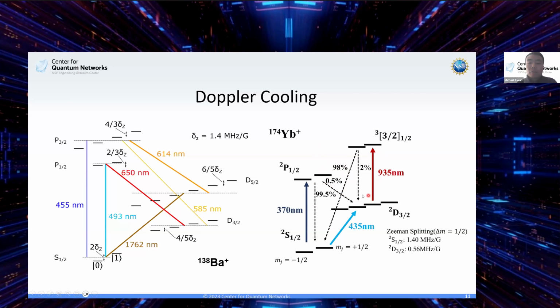The Doppler cooling limit for both ions is on the order of millikelvin. And if you want to cool it further, you can use resolved sideband cooling to reach the 0 photon state, where you want to be to perform qubit gates.